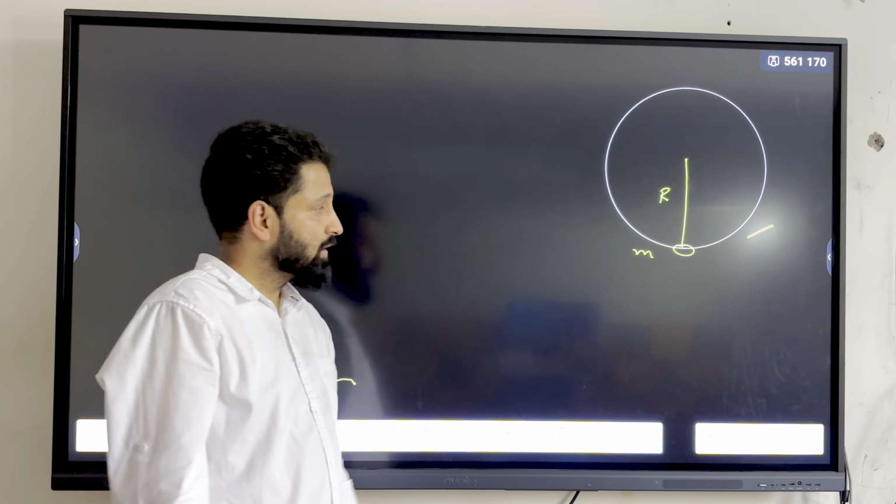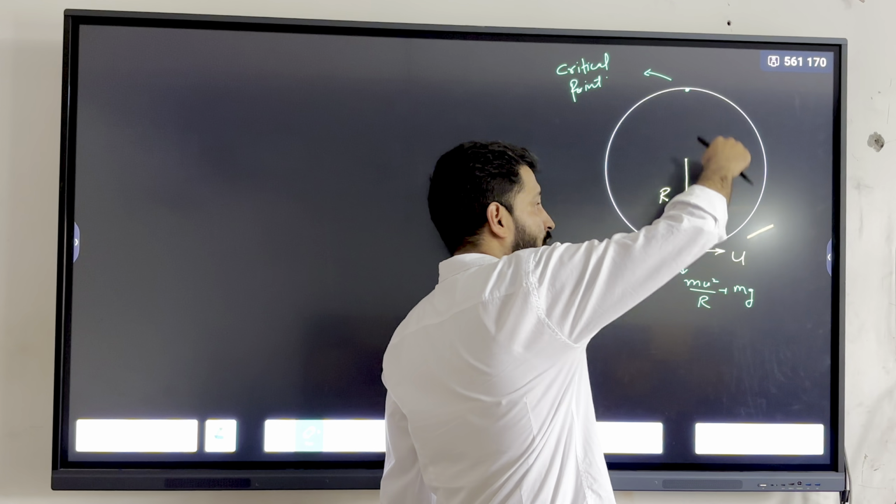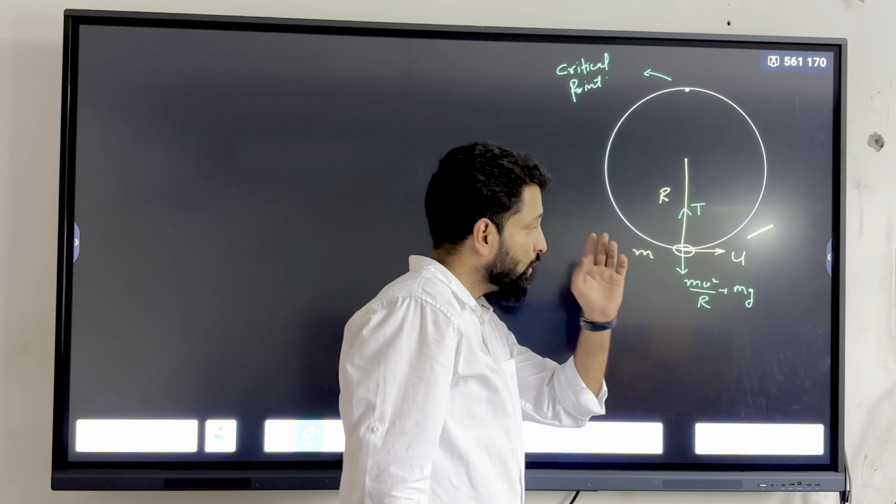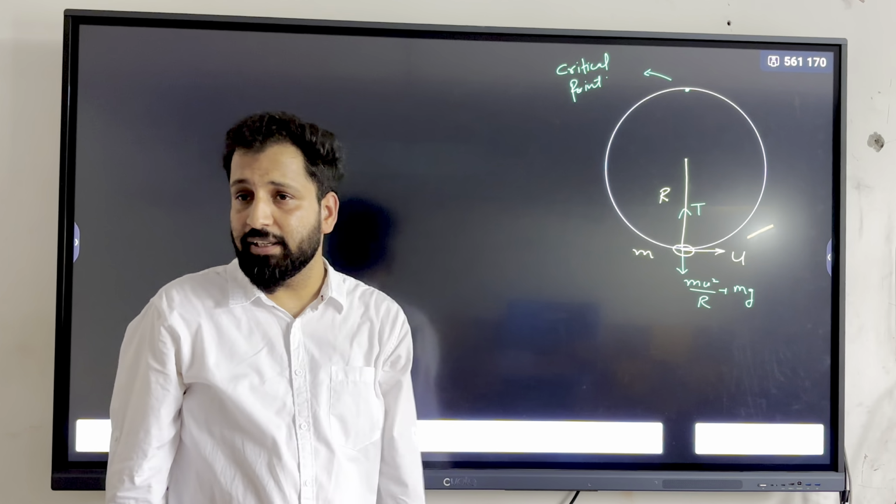And there will be its weight also in this direction, so it will be mg. So in this case, tension will be equal to mu square divided by r plus mg, no doubt. But as you go upward, the speed of this object will obviously decrease. Why? Because of the gravitational force. Gravity does downward work while the body goes upward, so the work done by gravity will be negative, and its speed will decrease.